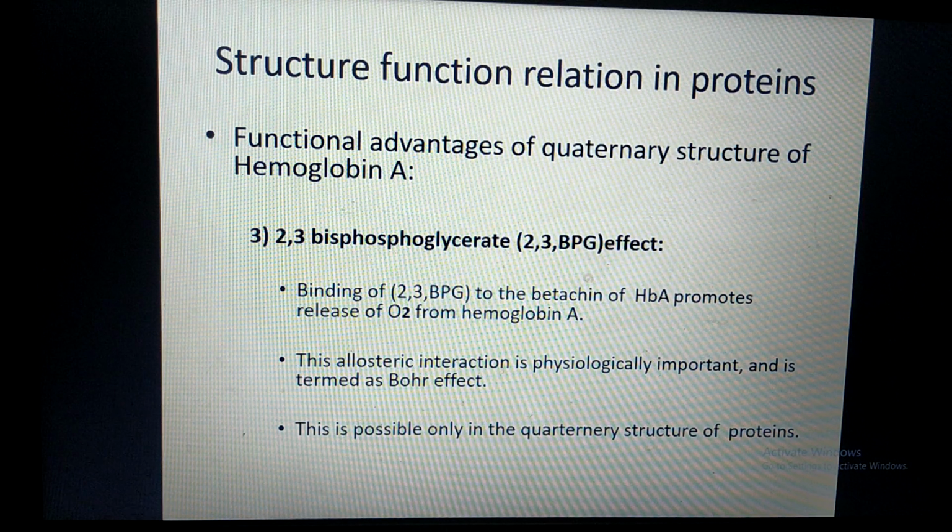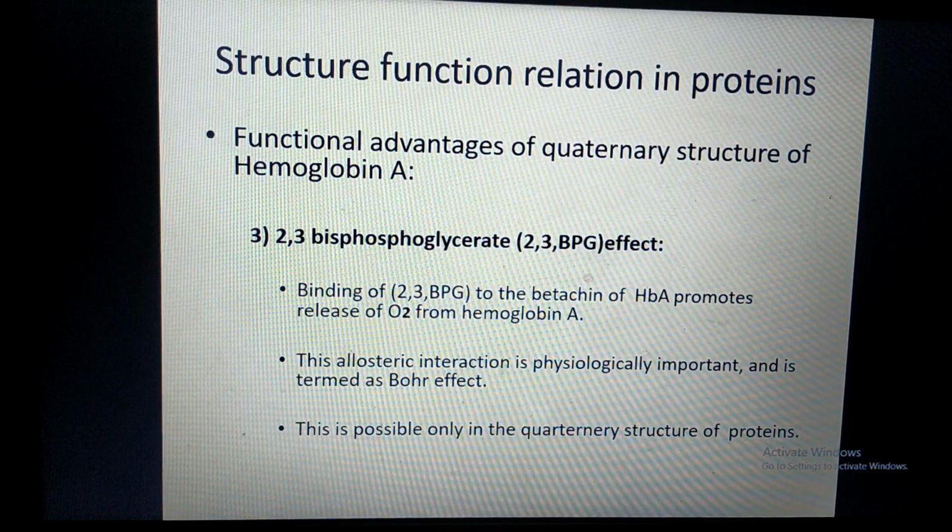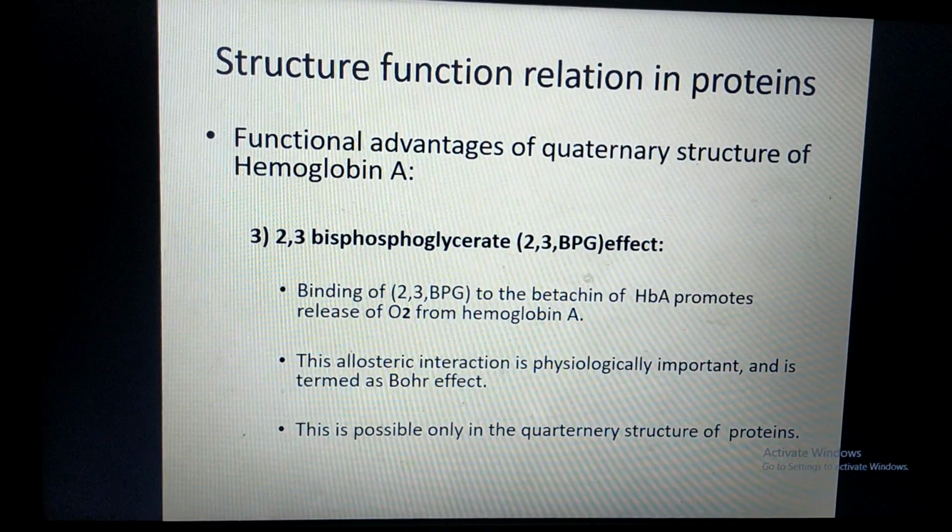In case of anemia, high altitude and other ischemic cases, we see that the level of 2,3-BPG in the body increases just to release more oxygen to the tissues. So this allosteric interaction is physiologically important and it is seen in quaternary structure of proteins only. It is not a Bohr effect.